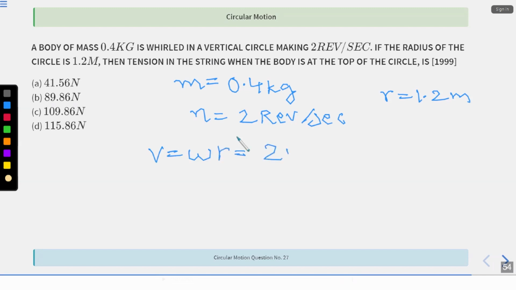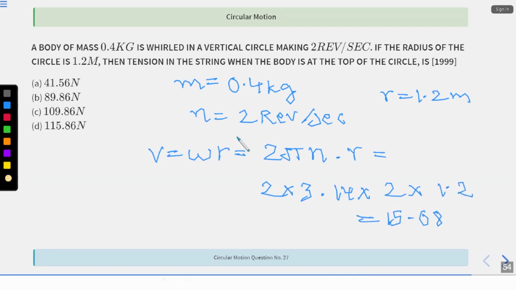So what we'll do is we'll write it as v is equal to omega r, and that will be 2 pi n into r. So that will be 2 into 3.14 into n is 2 into r is 1.2. So this will be the product, 15.08 meter per second.